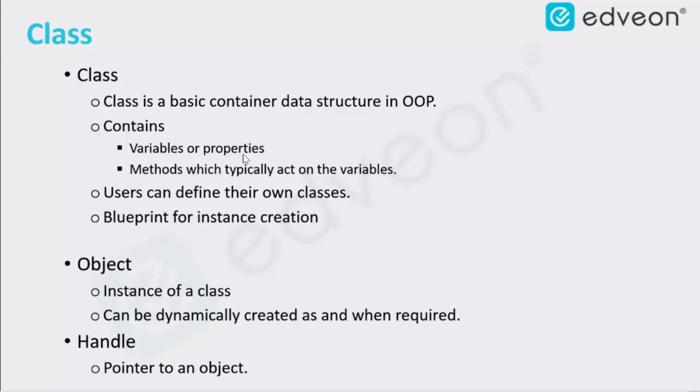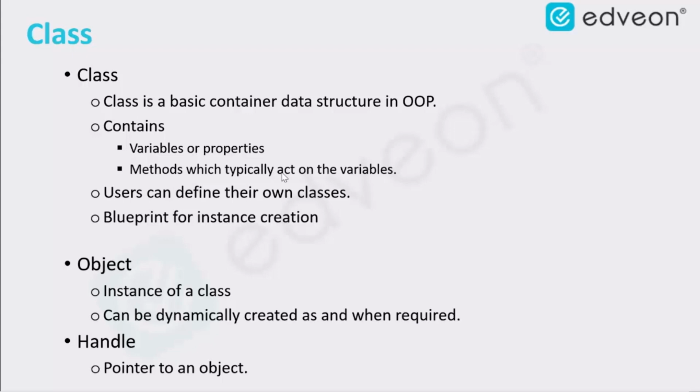But System Verilog has a keyword property. So as not to confuse with that, we will refer to them as variables. So a class contains variables and methods, or functions or tasks. And methods are subroutines which typically act on the variables.